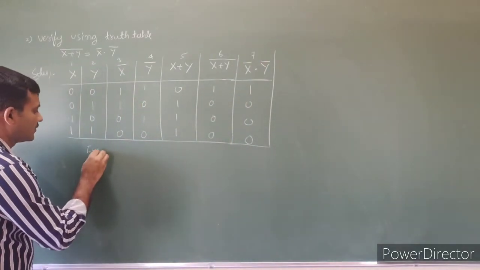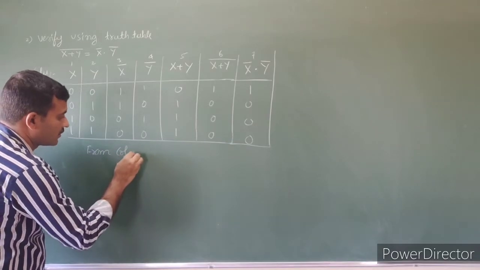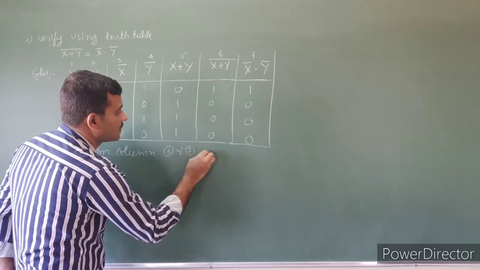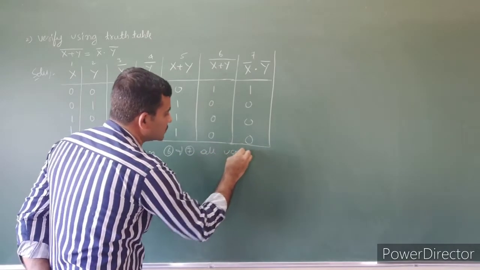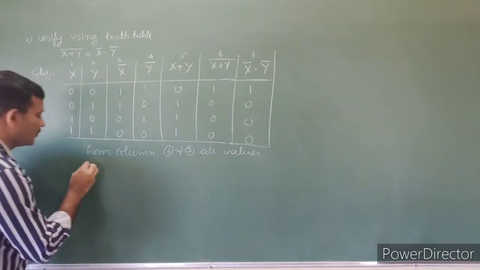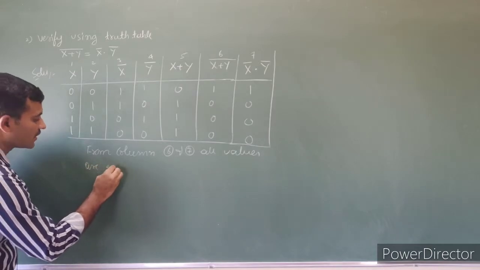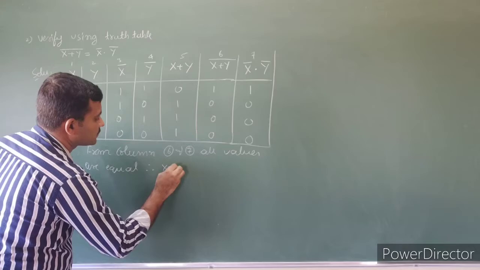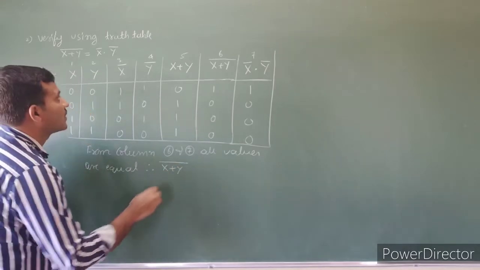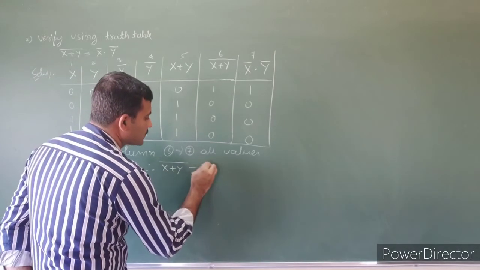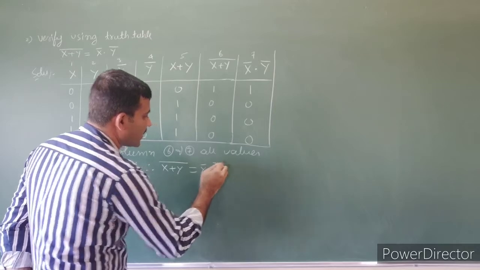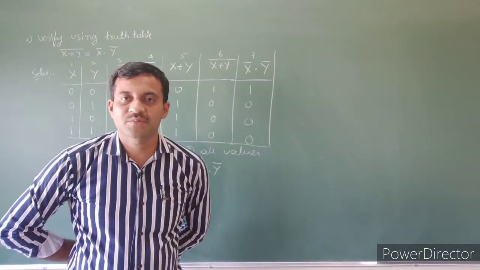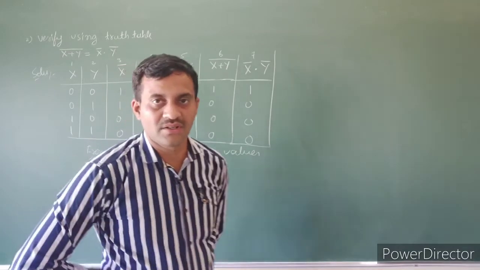From columns 6 and 7, all values are equal. Therefore, what we prove is (x plus y) whole bar is equal to x bar into y bar. This is the evaluation of Boolean expression using truth table.